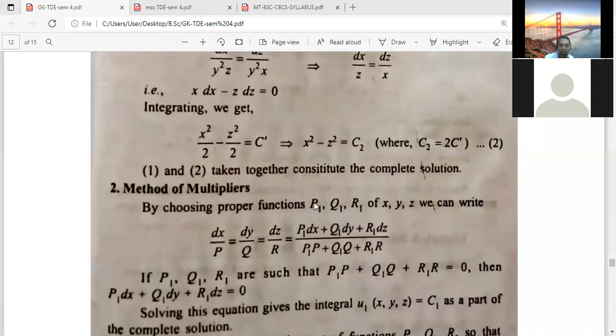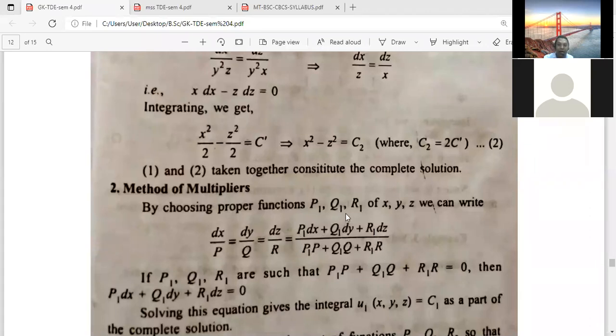Here we have to choose P1, Q1, R1 in such a way that each fraction is equal to (P1 dx plus Q1 dy plus R1 dz) by (P1 P plus Q1 Q plus R1 R). Here the denominator must be equal to 0 so that the remaining will be integrable and you get a solution. Similarly, you take another fraction with P2, Q2, R2 in the same way, and the denominator must vanish. Then only you can apply this. This is the method of multipliers.